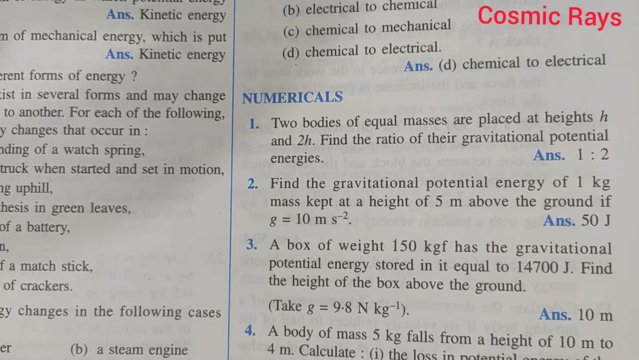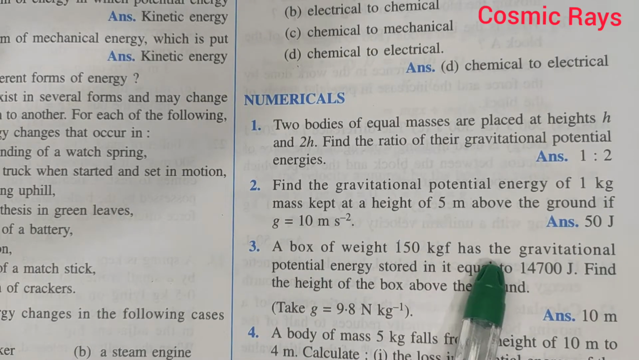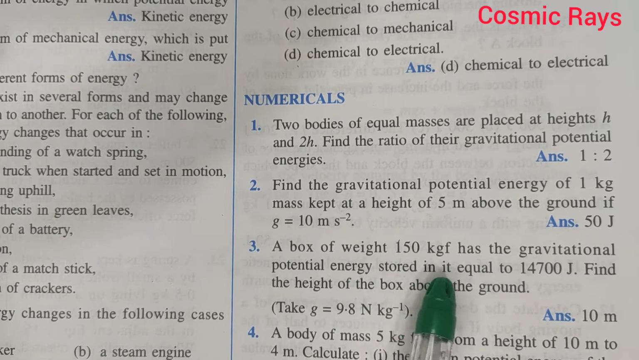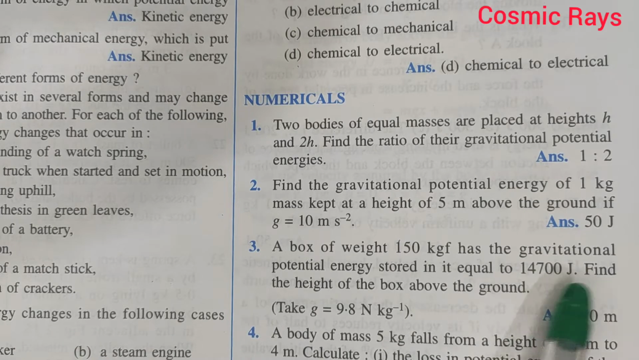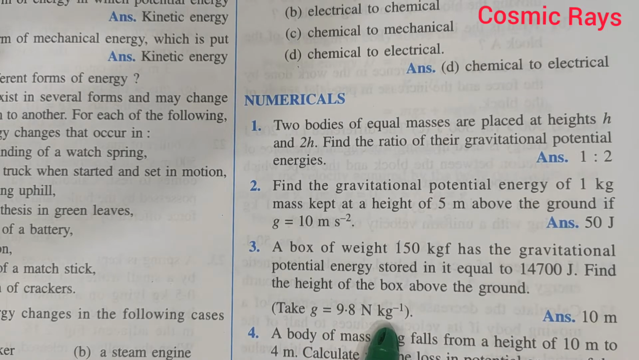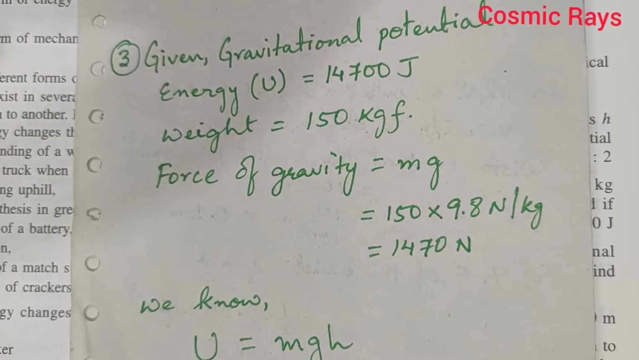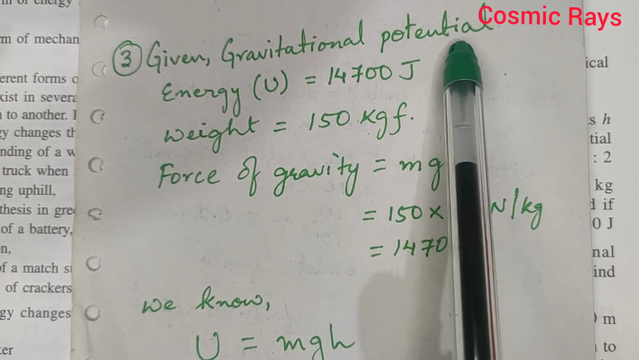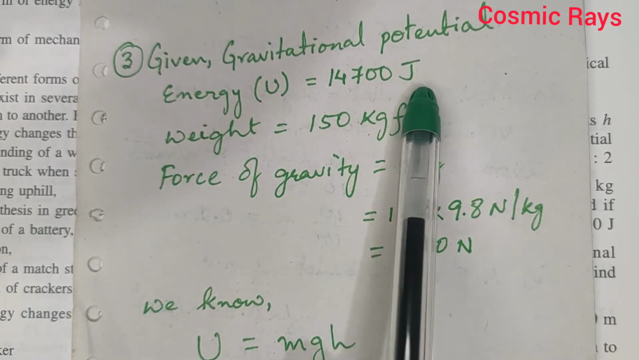The third question says a box of weight 150 kgf has the gravitational potential energy stored in it equal to 14,700 joules. We have to find the height of the box above the ground, and we have to take acceleration due to gravity g as 9.8 Newton per kg. Now here we have been provided with the gravitational potential energy. So U is equal to 14,700 joules.